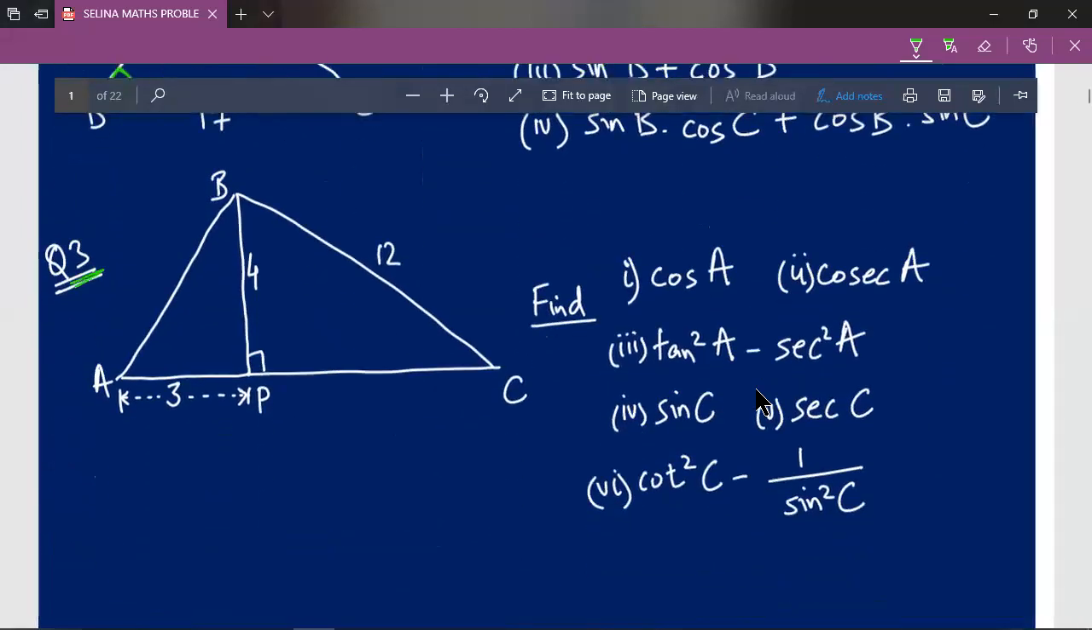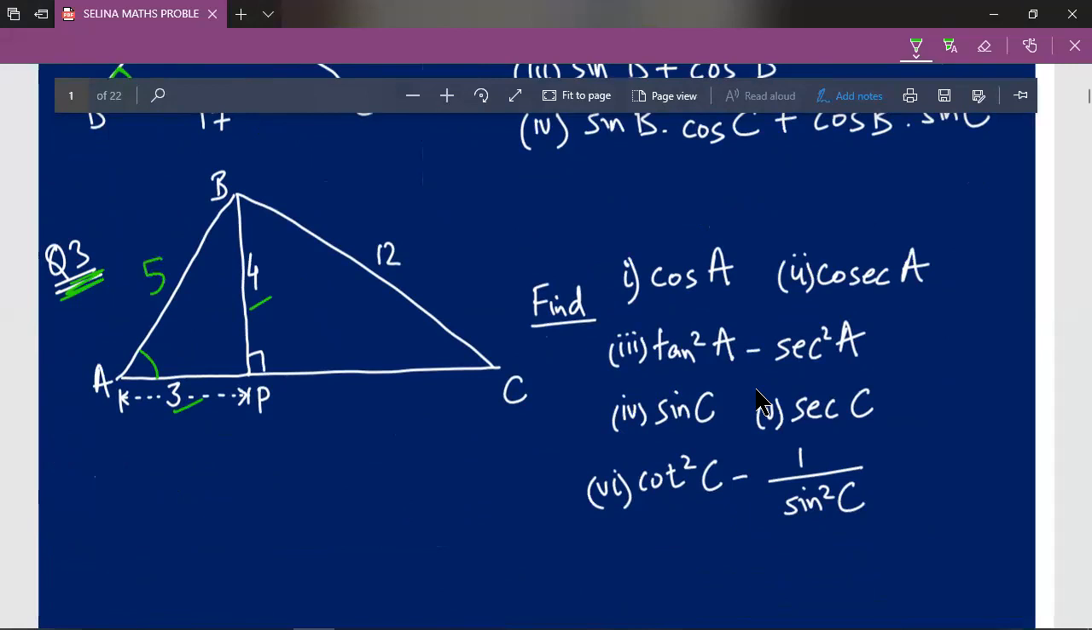So in the third question, it states: find cos A. With respect to angle A, find cos A. That is, cos A basically means, with respect to angle A, find base upon hypotenuse. Here base is given, hypotenuse is not given, but perpendicular is given. So we'll find the hypotenuse by 4 whole square plus 3 whole square is equal to 8 square. So the answer will be 5.